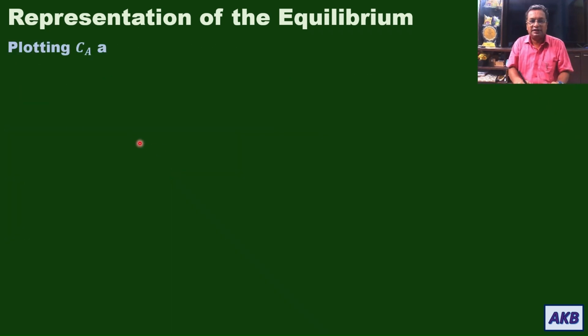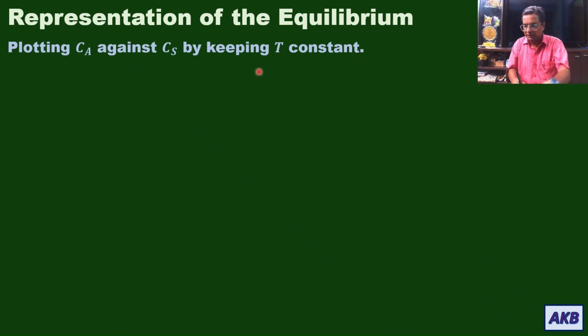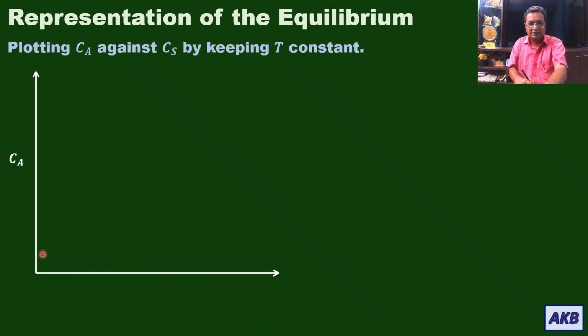First, let us see what the curve will be. If you plot Ca, the concentration of adsorbate in the fluid phase, against Cs, the concentration of the adsorbate on the surface of the adsorbent, by keeping T constant, then on the y-axis you plot Ca, the concentration of the adsorbate in the fluid phase. And on the x-axis, you plot the concentration of the adsorbate on the surface of the adsorbent, that is Cs, and you will get a curve like this.